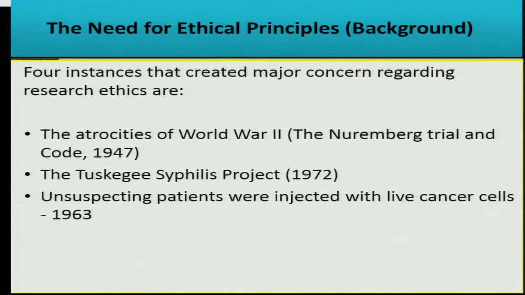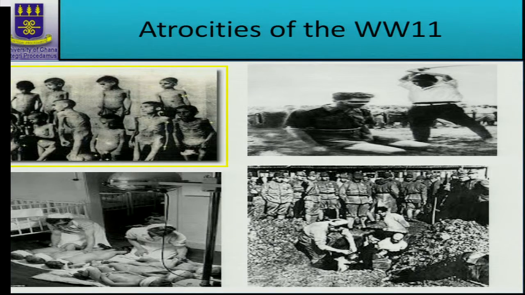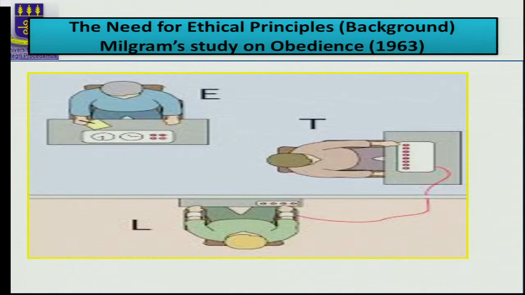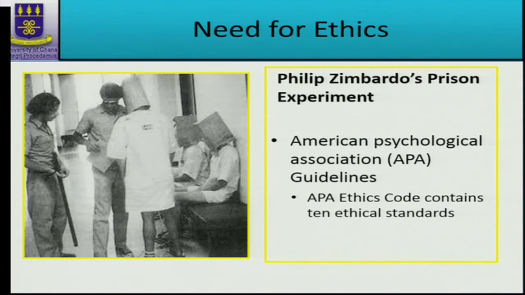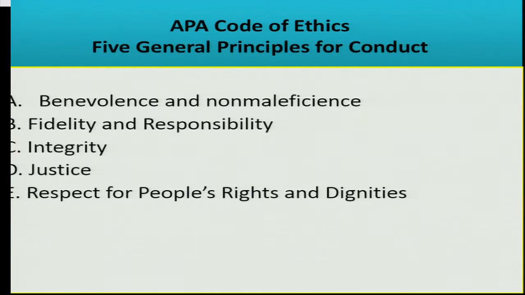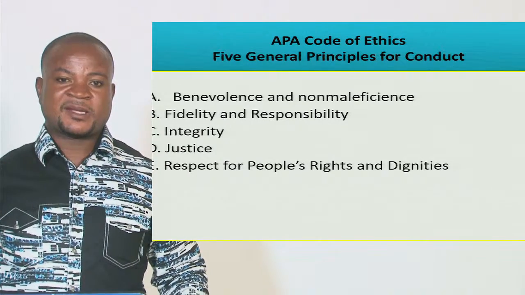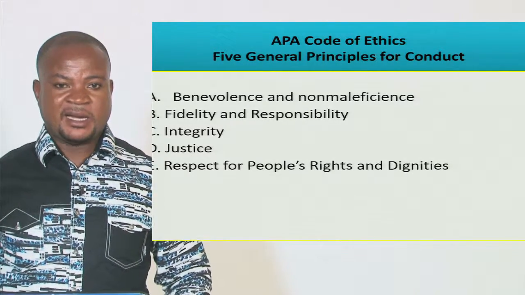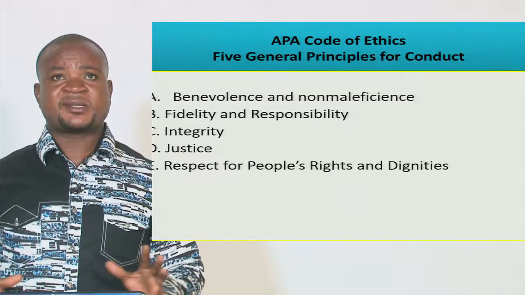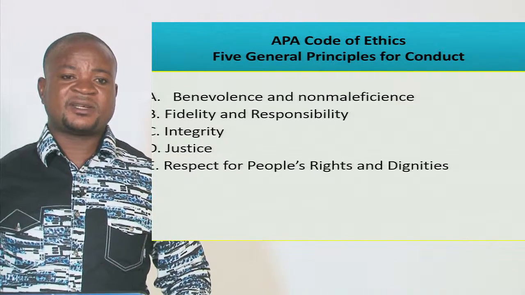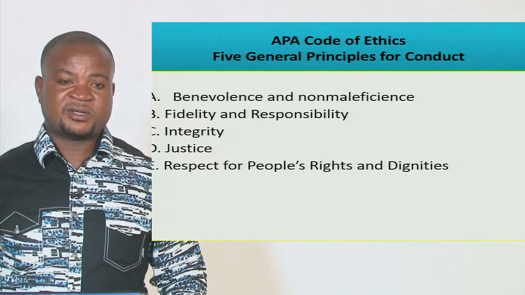So we will look at some ethical principles that have evolved over time, especially those that have been formulated by the American Psychological Association, their Code of Ethics. And basically, their Code of Ethics dwells on 5 general principles for conduct of research.